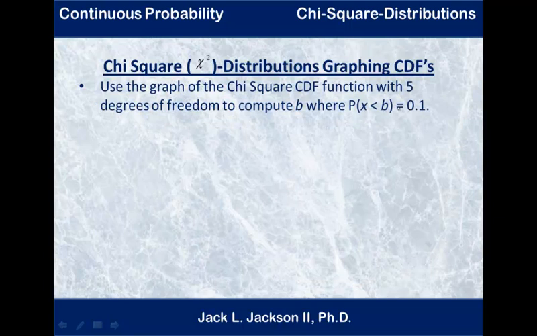So let's figure out how to find b, where we know the probability that x is less than b is 0.1. Well, notice this is an inverse chi-square. Unfortunately, there's not a shortcut inverse chi-square function built into the calculator like there is an inverse normal or an inverse t. If you had an inverse chi-square, you could use it here, but if not, we're going to have to do it another way. You should know how to do this. See if you can do it now. Press pause.